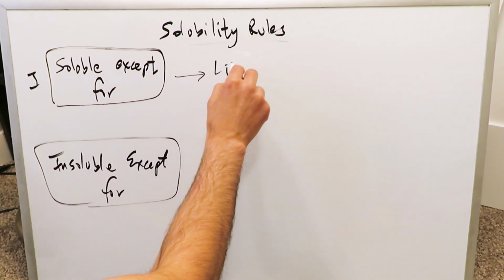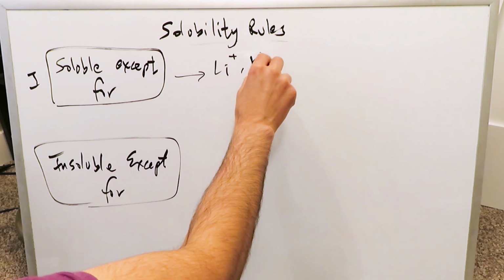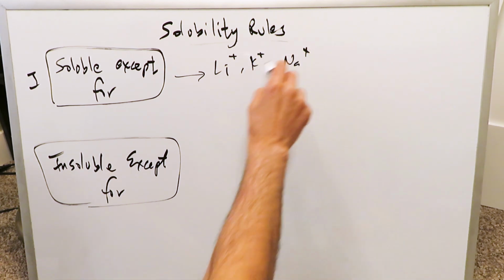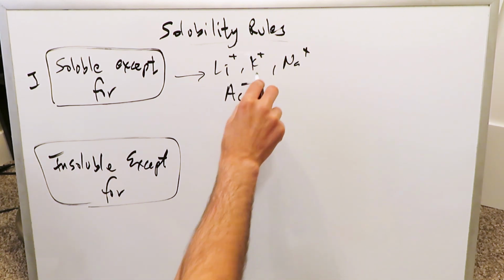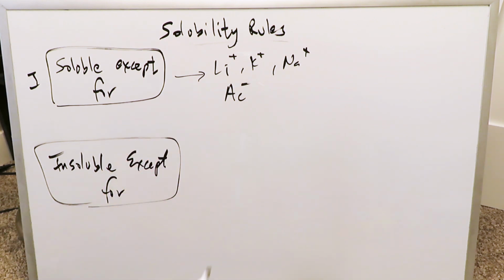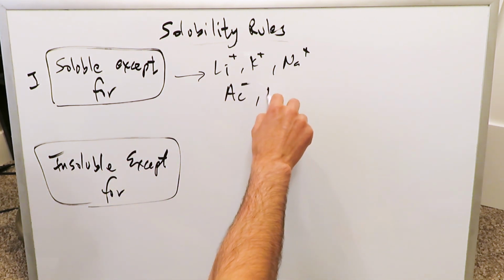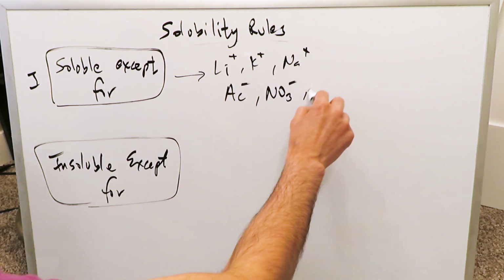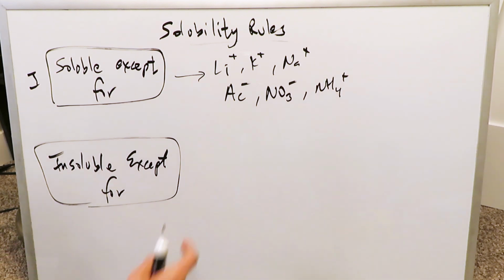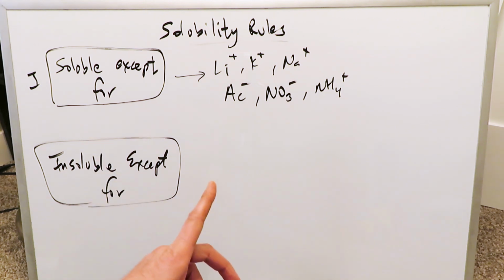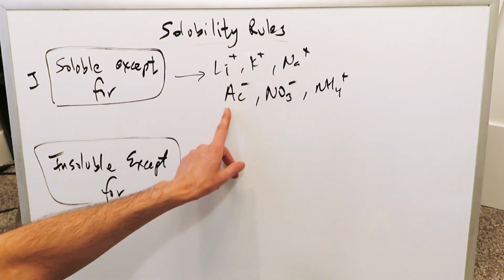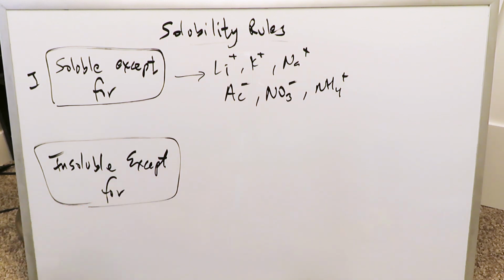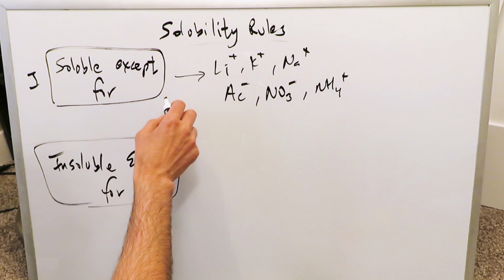If you have compounds which have lithium, potassium, sodium, acetate, which comes from acetic acid, nitrate, or ammonium, compounds of these will always be soluble. There'll be little to no exceptions. Maybe there won't be any exceptions at all. When you have ionic compounds which have lithium, potassium, sodium, acetate, nitrate, or ammonium, the metal salts involving these will always be soluble. Let's look at another category of these.